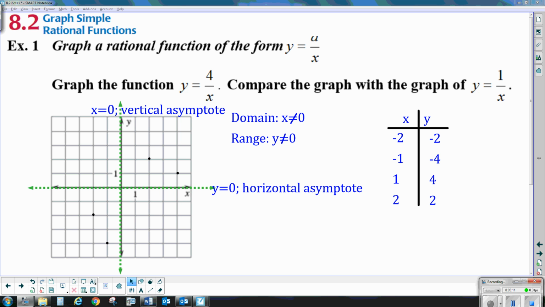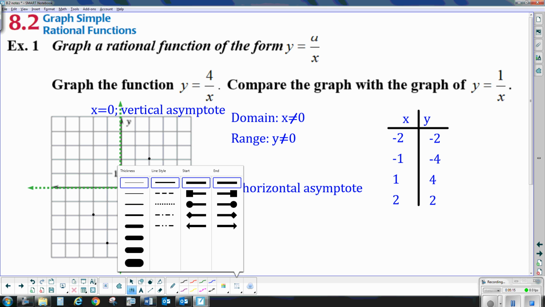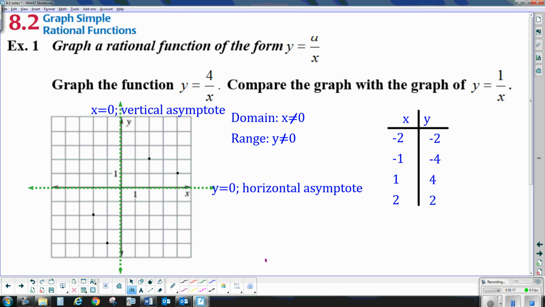Once I plot these points, you can notice that I'm going to have 2 branches, and each branch should be a smooth curve. So they should be approaching your asymptotes, but they should never actually touch those. And you can sketch your graph in and draw the curve as smooth as you can so that it goes through each of your points and approaches the asymptotes but never actually touches.